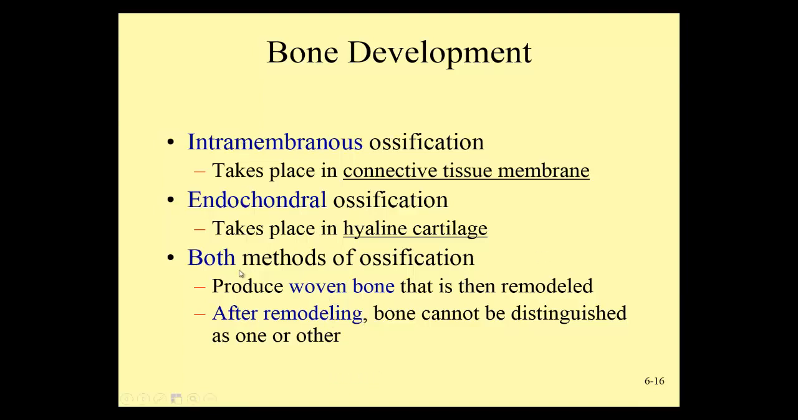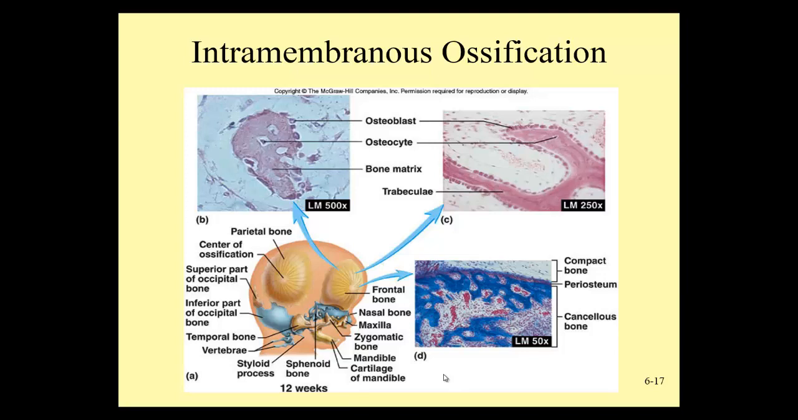So both types will produce woven bone that will be remodeled to form either compact or spongy bone. So we don't know by looking just at the ending material which type of ossification took place. So I'll go over each of these briefly, and there is a more detailed video afterward that gives you a visual picture of these two processes. So intramembranous ossification is a process that forms the bones of the skull as well as the clavicle.